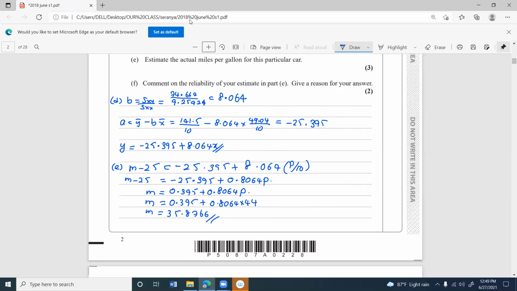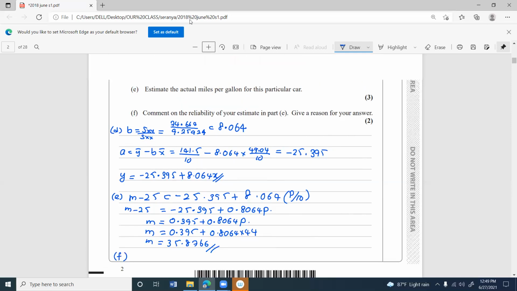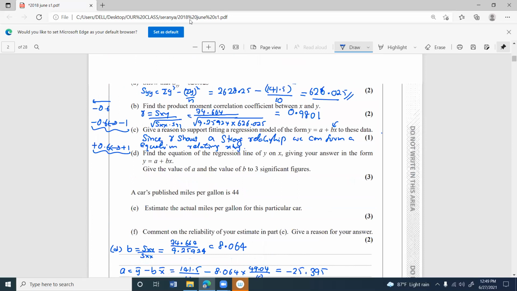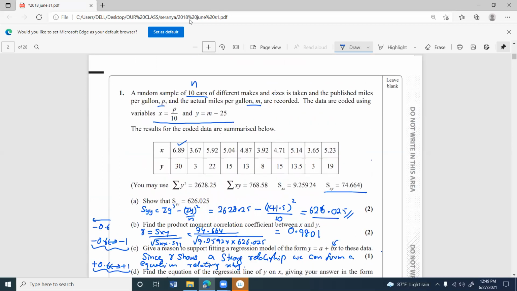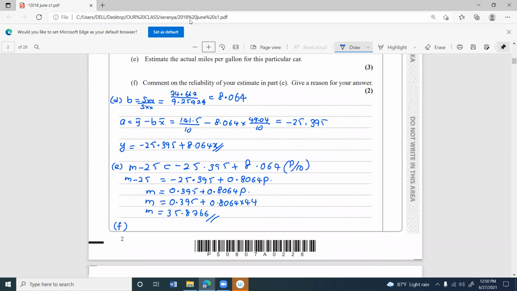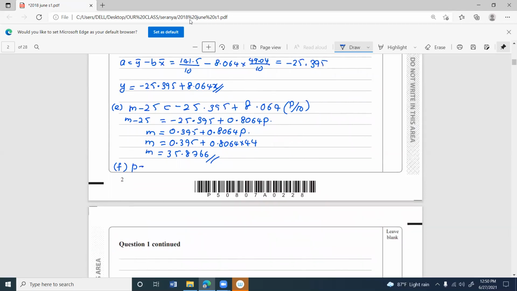Comment on the reliability of the estimate in part E. We have to see whether this is an extrapolation or interpolation. The published one is p and the data is coded as x. If I put 44 here, because there's coded information, for p equals 44 the relevant x value is 44 divided by 10.